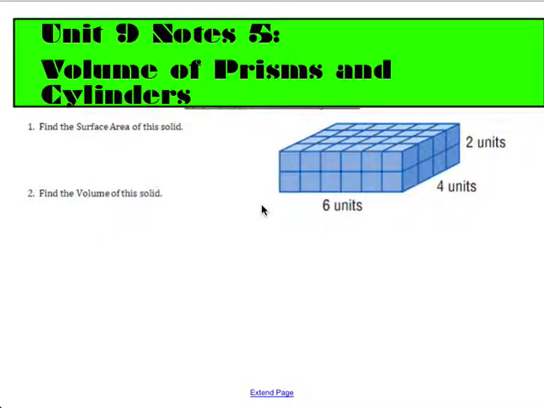Today we're going to be doing Unit 9, Notes 5. We're going to be talking about volume of prisms and cylinders. First of all, it wants us to calculate the surface area of this solid.